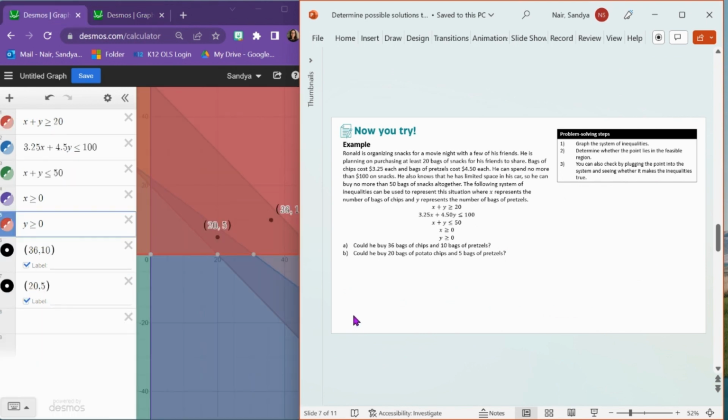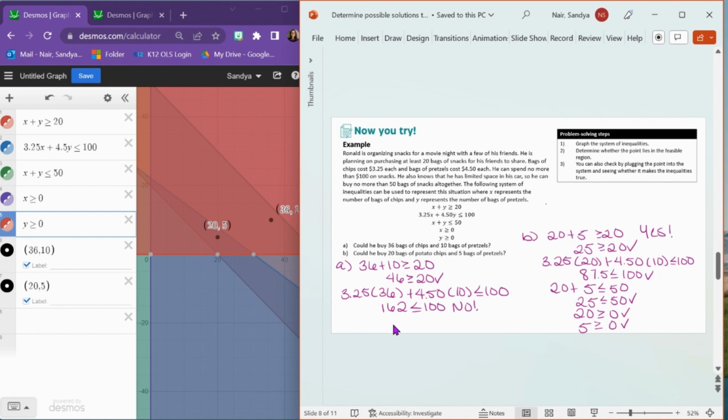All right, so here, remember, we have this problem where Ronald was organizing snacks for his movie night. And so we had these inequalities that we set up in the previous video. Since we're talking about a real life situation, I added in that x is greater than or equal to 0 and y is greater than or equal to 0 because it doesn't make sense to have a situation where he buys negative bags of chips or negative bags of pretzels.